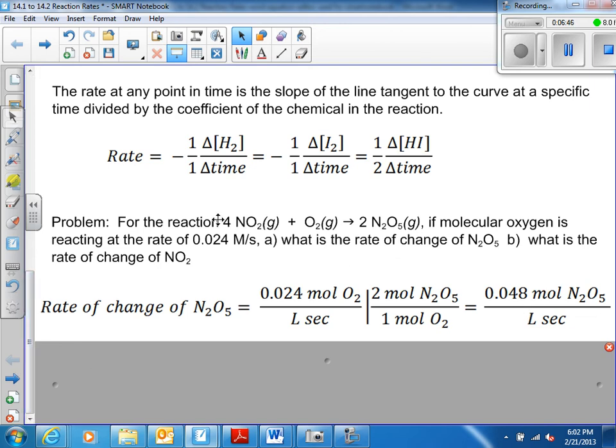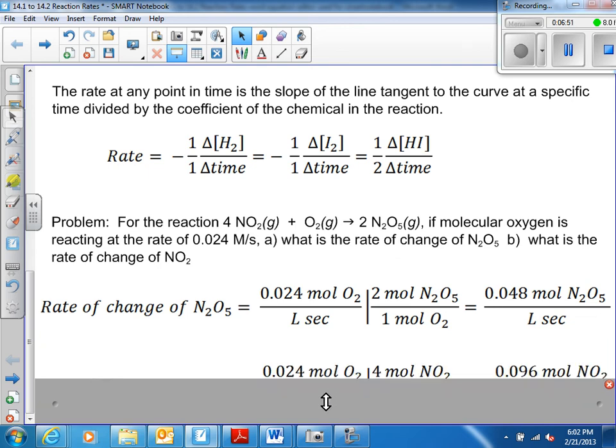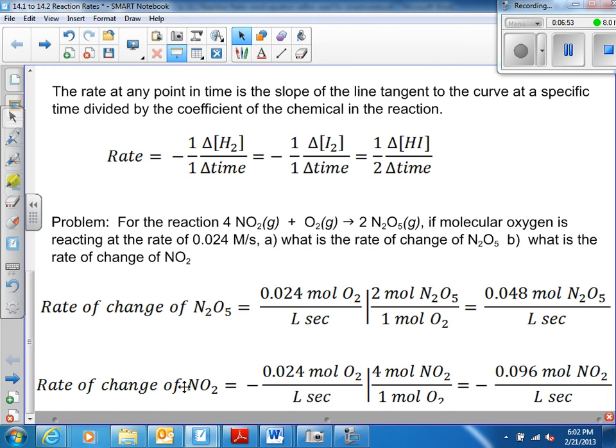Now if you want to try the NO2 on your own, pause because I'm showing you the answer right now. Okay, NO2. Now NO2 is a reactant, so the rate of change of NO2 should be negative because NO2 is decreasing. So we have a negative in front of here. The oxygen, we were told how quickly oxygen was changing. There's 1 oxygen for every 4 NO2s. So the NO2 is decreasing at this number right here, and the rate of change is negative.